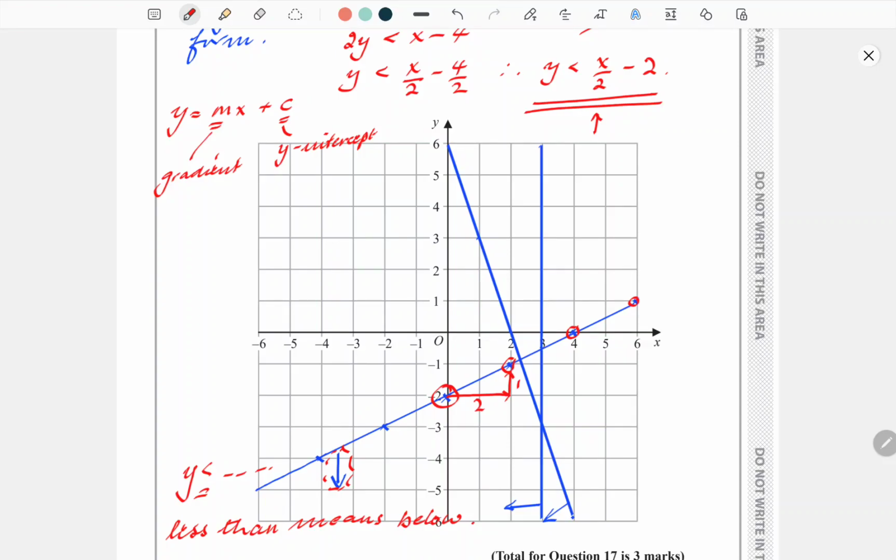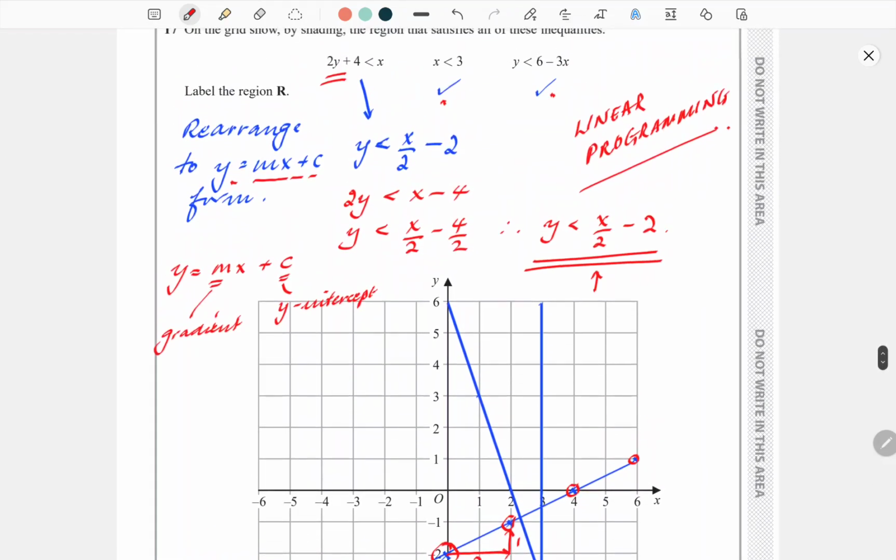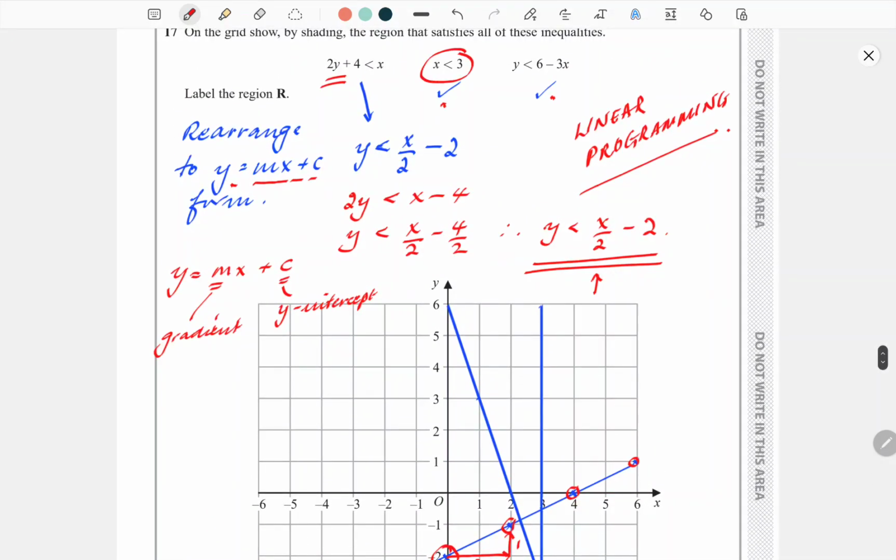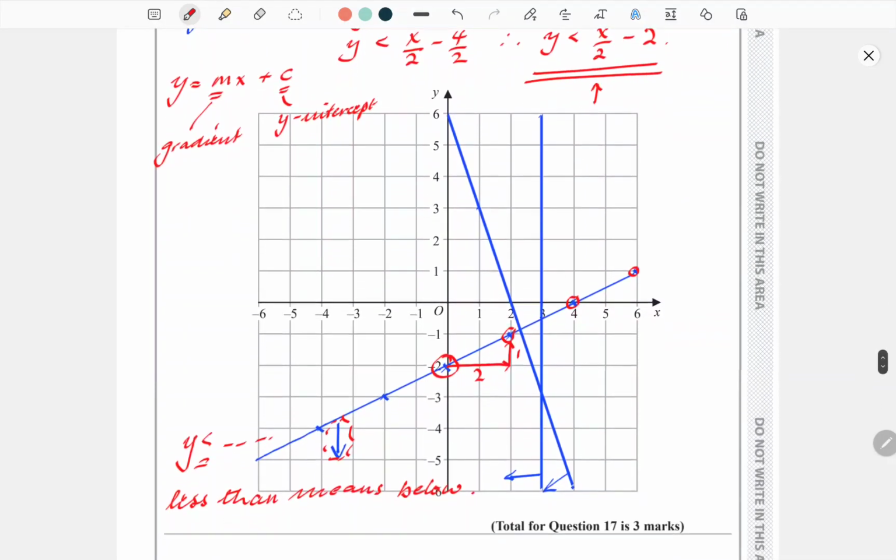The second one is fairly simple. It's x is less than 3. So an x equals line, this one is 3, and we just draw a vertical line through x equals 3, and we want x is less than 3. So it's everything less than 3, to the left of that line. Everything to the right is to be removed.